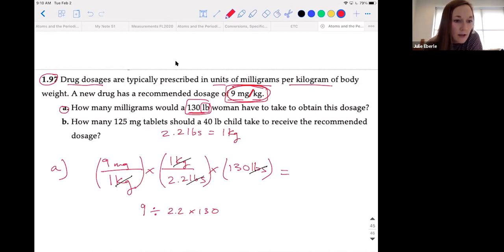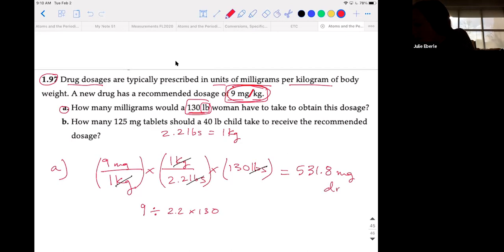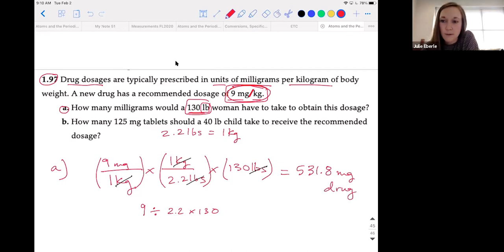Okay, Gabrielle said 531.8. Oh, that's a lot of pounds. No, it's milligrams. That's how many milligrams of the drug she needs to take.